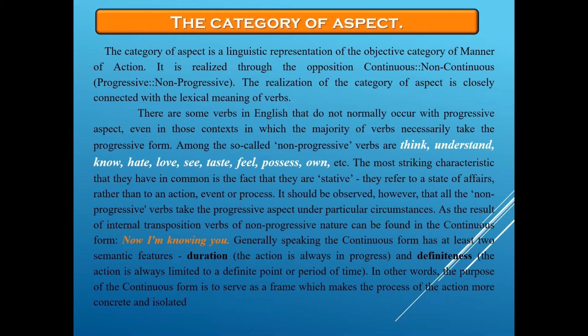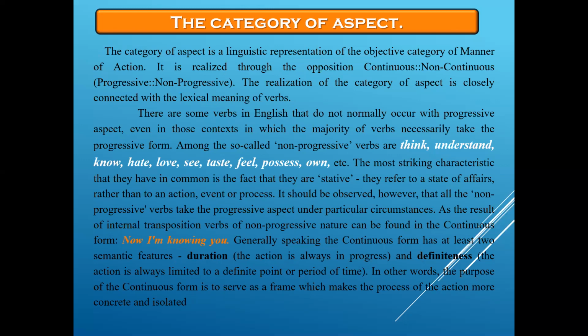The category of aspect is a linguistic representation of the objective category of manner of action. And it's realized through the opposition continuous, non-continuous, or progressive, non-progressive. So the realization of the category of aspect is closely connected with the lexical meaning of verbs. There are some verbs in English that do not normally occur with progressive aspect, even in those contexts in which the majority of verbs necessarily take the progressive form.